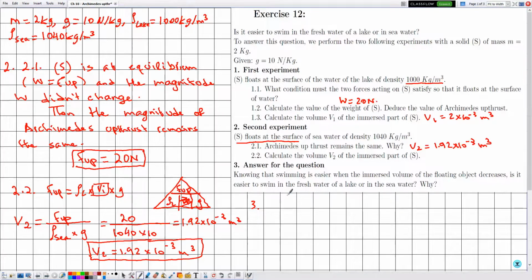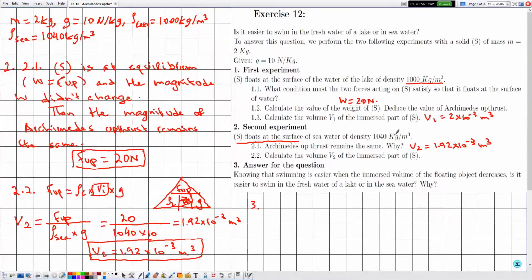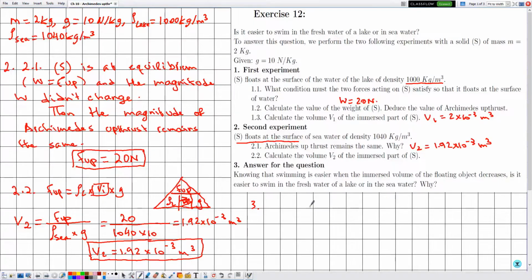So is it easier to swim in the fresh water of a lake or in the seawater? So we need to check whether the swimming is easier in the fresh water of a lake or in the seawater. And this can be done by comparing the immersed volumes regarding the water of the lake and the seawater. So let's compare the immersed volumes in each case, and they are given by V1 and V2. Knowing that V1 is given by 2 times 10 to the power minus 3 meter cube, and V2 is equal to 1.92 times 10 to the power minus 3 meter cube.